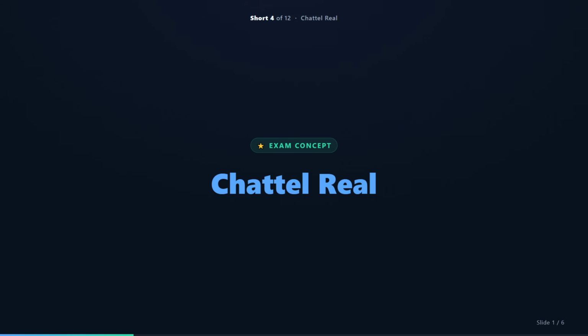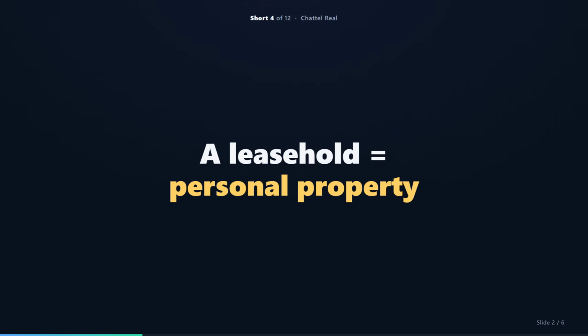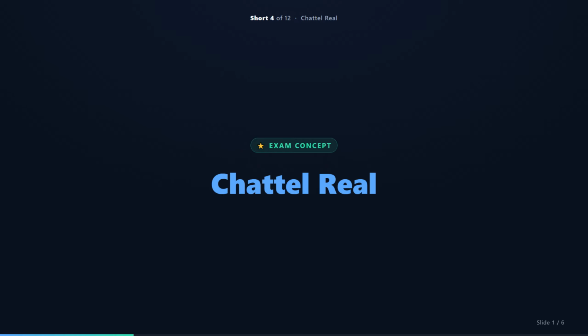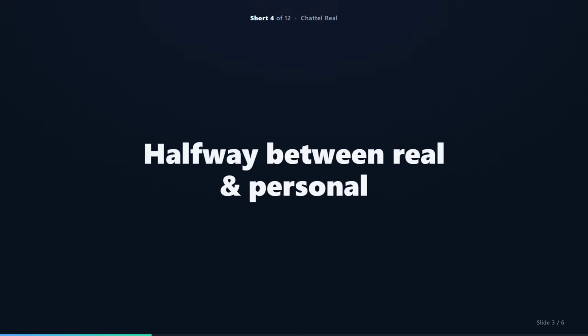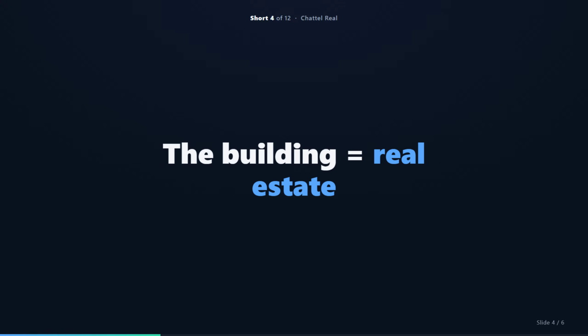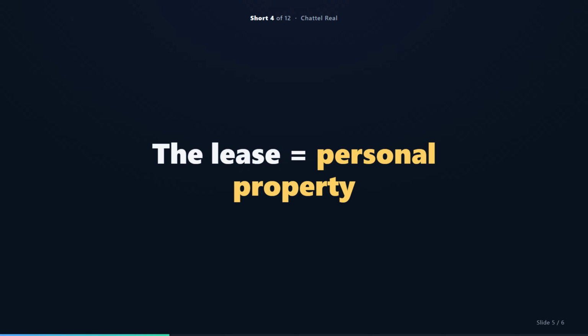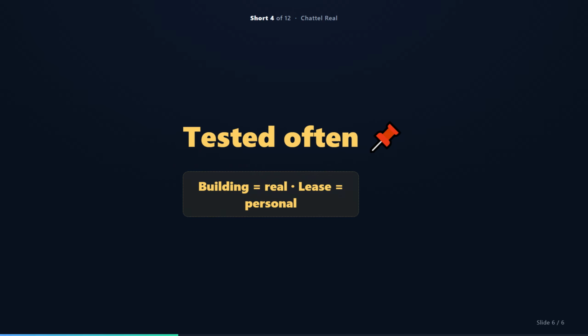Chattel Real. Now here's a favorite exam concept. A leasehold estate is legally considered personal property, not real property. The term your notes use is Chattel Real. It sounds strange because it sits halfway between the two. So simplify it like this. The building itself is real estate, but the lease agreement is treated as personal property. Remember that split? It shows up on exams.